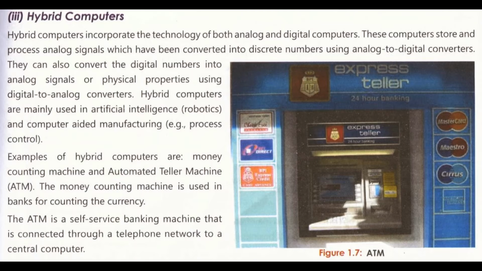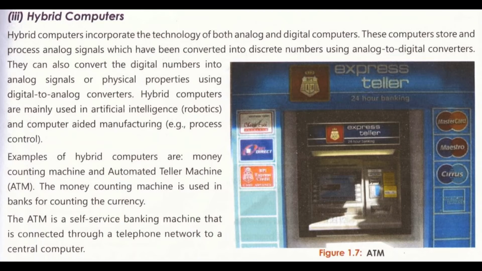Hybrid computers. These computers have the technology of both analog and digital computers. These computers store and process analog signals, which are further converted into discrete numbers using analog to digital converters. They can also convert digital numbers into analog signals using digital to analog converters.